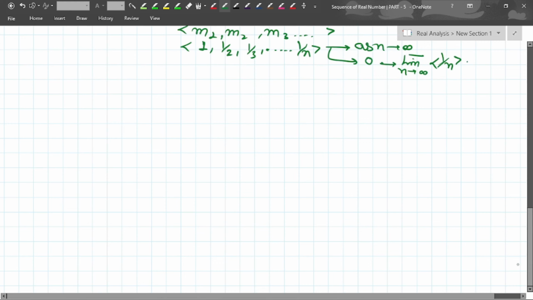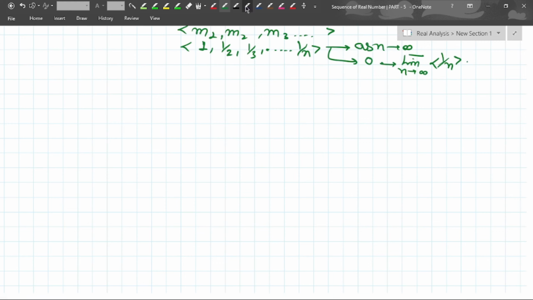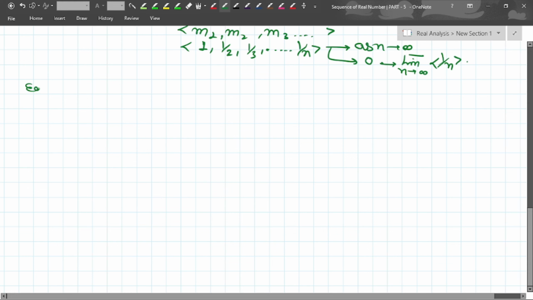Now next we can take one more example. Let's say example number 2. If a_n is n, then what about it? First of all, what is m_n? It is the supremum of n, n plus 1, n plus 2, and so on.